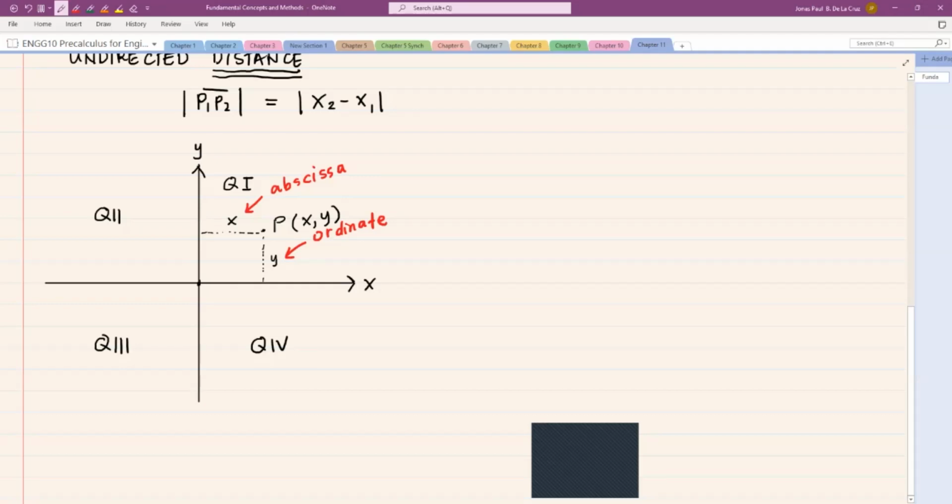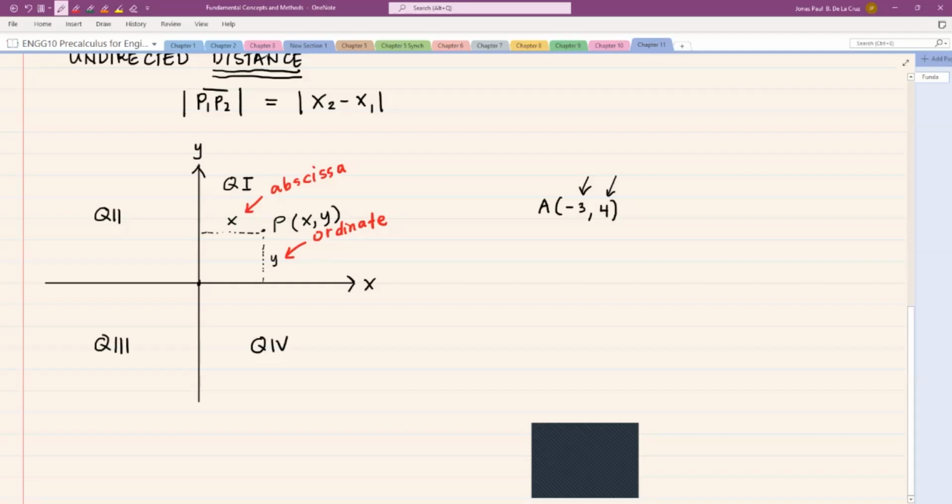Okay, for example, if you want to plot point A, negative 3, positive 4. Yan. So, ito yung kanyang x-coordinate. Palaging ganyan, ano? Itong mas nauunang number, this is always the x-coordinate or the abscissa of the point. Ito naman, this is the ordinate of the point or the y-coordinate.